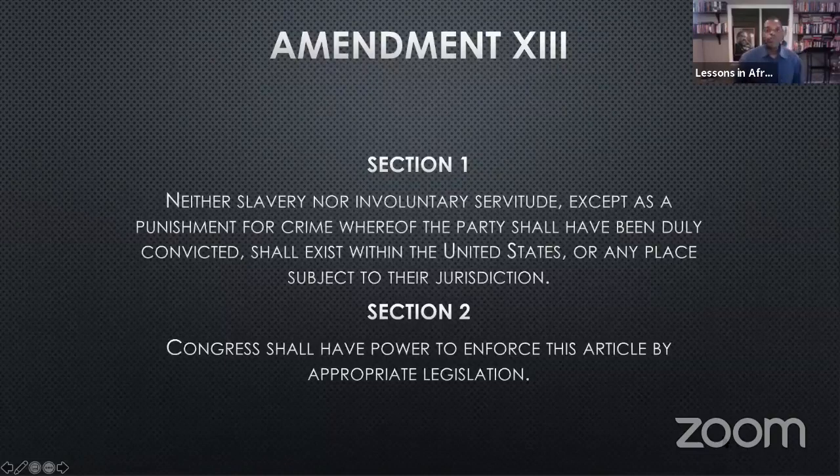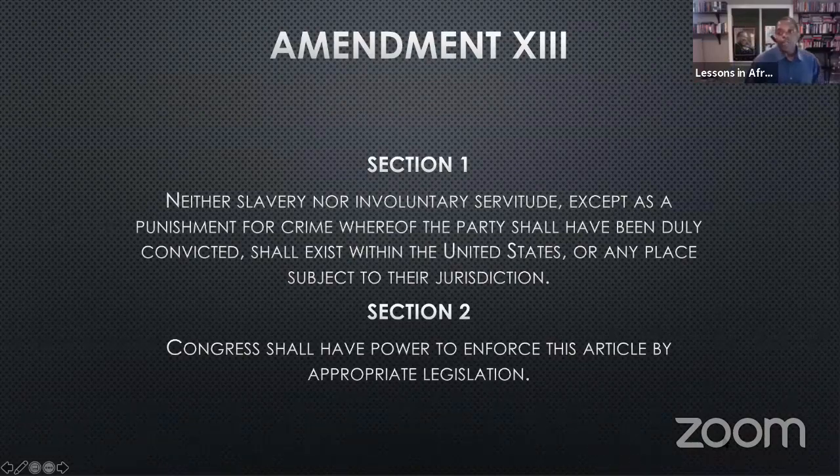1865, this amendment was passed. It is the 13th Amendment. It reads like this. It says, neither slavery nor involuntary servitude, except as a punishment for crime, whereof the party shall have been duly convicted, shall exist within the United States or any place subject to their jurisdiction. And then section 2 says, Congress shall have power to enforce this article by appropriate legislation.